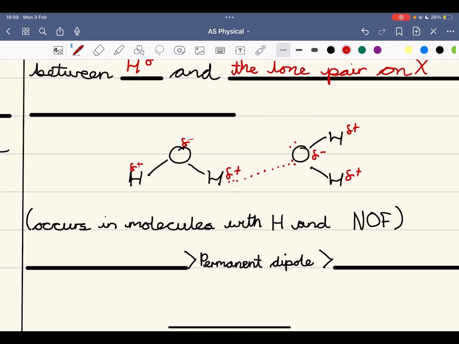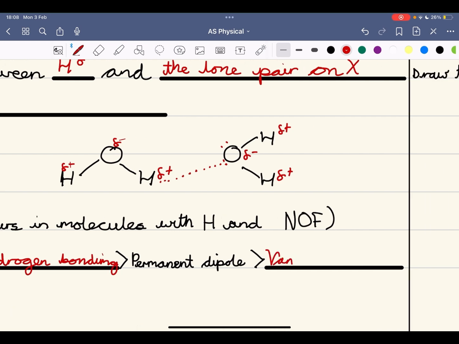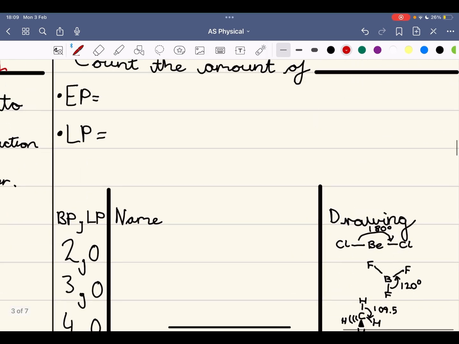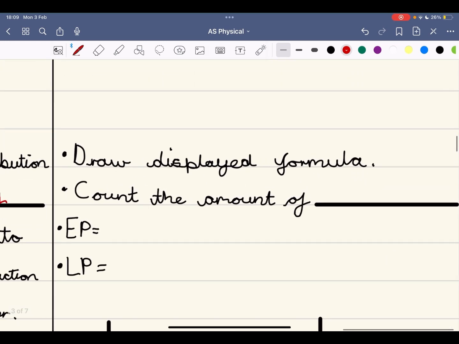For their strengths, the hydrogen bonding is the strongest, and then van der Waals is the weakest. Okay, and finally we have the structures of all these compounds. So to work out the structures, first we draw the displayed formula, and then we count the amount of bond areas.